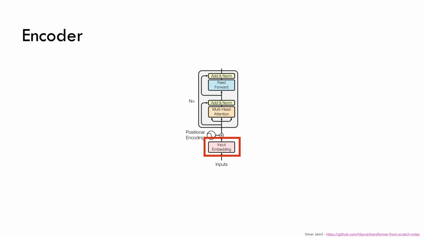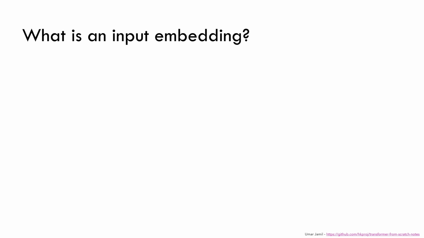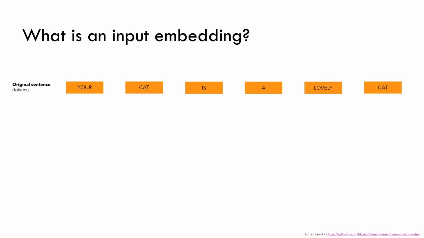Let's start our journey of the transformer by looking at the encoder. So the encoder starts with the input embeddings. So what is an input embedding? First of all, let's start with our sentence. We have a sentence of, in this case, 6 words. What we do is we tokenize it. We transform the sentence into tokens. What does it mean to tokenize? We split them into single words.